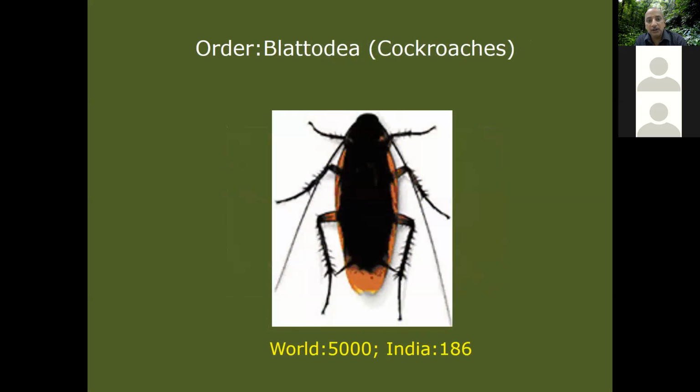Then come the cockroaches. Cockroaches come under the order called Blattodea. These are also a very diverse group, very important in terms of litter degradation and nutrient recycling. So very important in the forest ecosystem. And we have about 186 species.